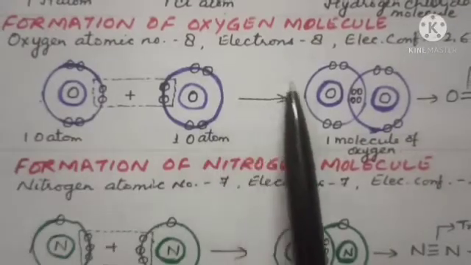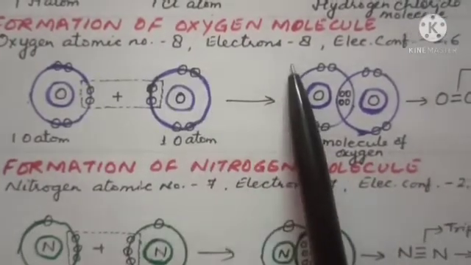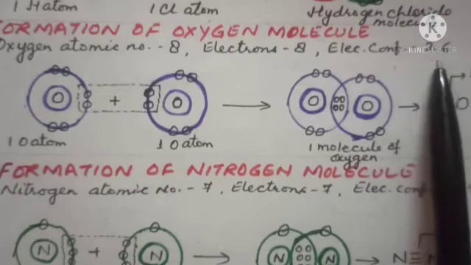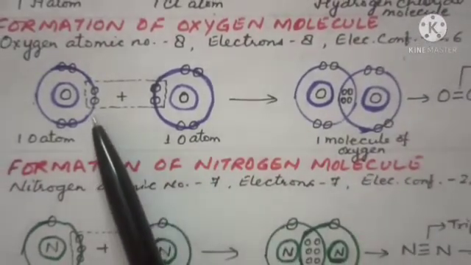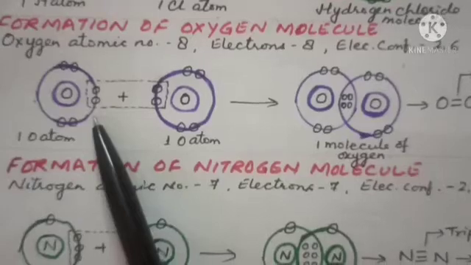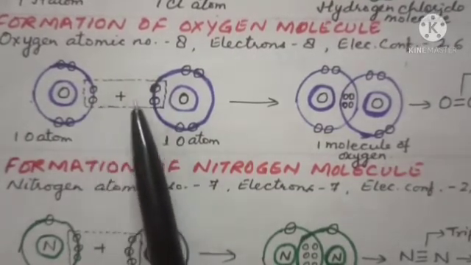Now next is the formation of the oxygen molecule. The atomic number of oxygen is 8, so the number of electrons is 8, and the electronic configuration is 2, 6. So how many electrons does oxygen need to get a stable electronic configuration? 2 electrons. So they share 2 pairs of electrons.